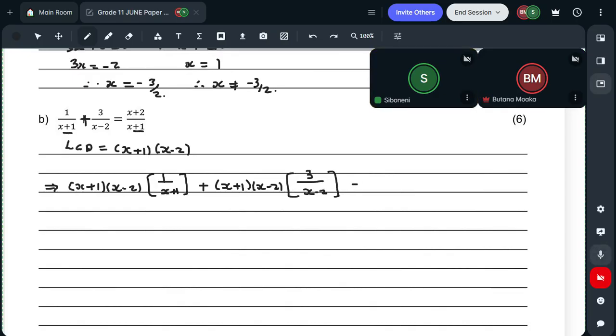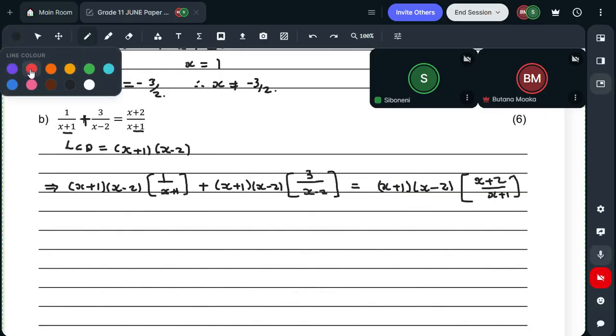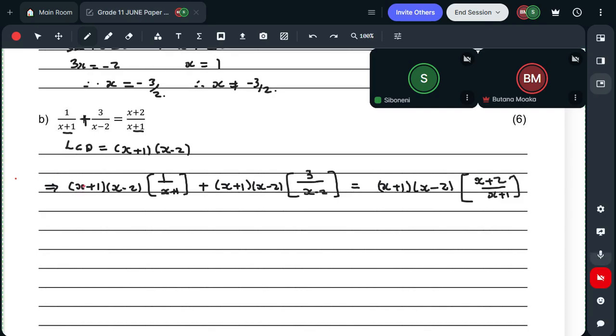Close the bracket, you put your equal sign, you take your LCD x plus 1. What you do on the left-hand side, you also do on the right-hand side. Then from there, this is x plus 2 over x plus 1. You look at the like terms. These terms on your LCD will cancel the ones on your denominators: this x minus 2 will cancel that x minus 2, and this x plus 1 will cancel that x plus 1. So now you need to multiply out those brackets.